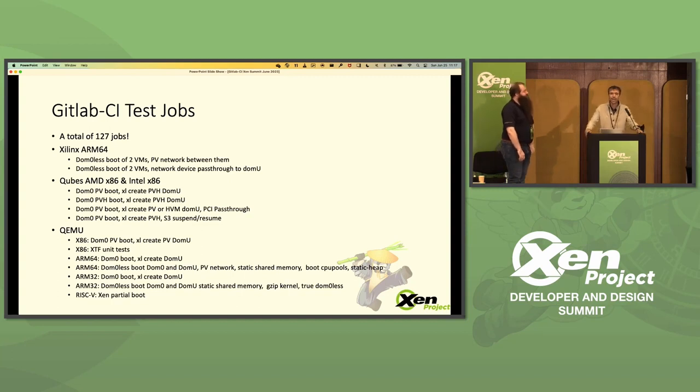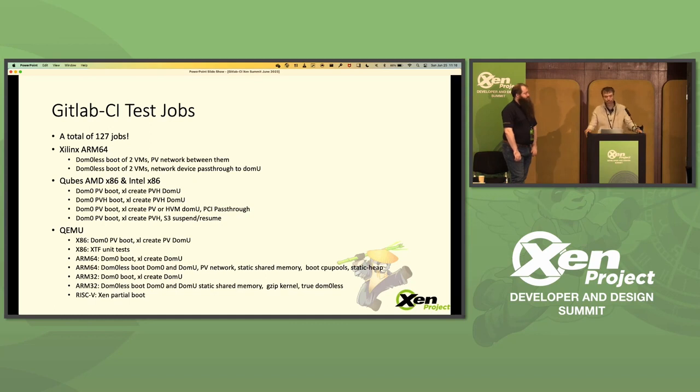So the Xilinx hardware runner is able to boot two Dom0-less VMs with PV network between them. It's also able to boot two Dom0-less VMs with device assignment, assigning the network device to one of them. Now, the Qubes runners are able to start Dom0 as PV or PVH, and create PVH, PV and HVM guests, and are able to test PCI passthrough and S3 suspend resume. And the QEMU test is the biggest set that we have, so those are really very many.